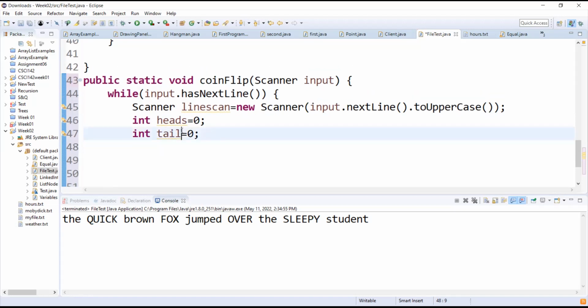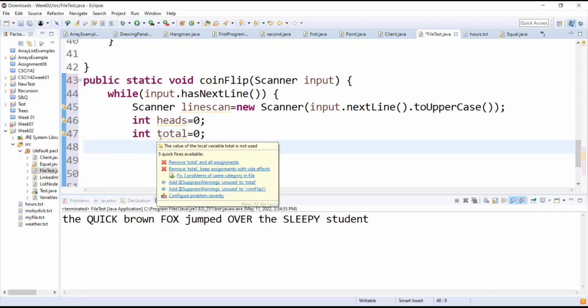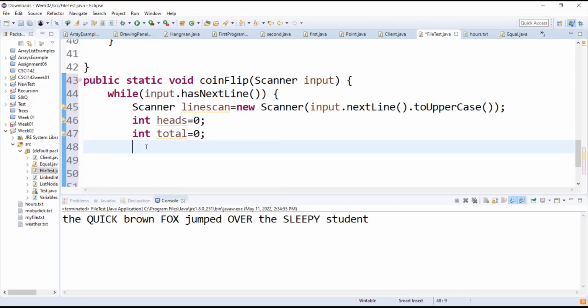You have to do the total. Instead of tails, it's the total: how many heads were there and how many total. We don't need to count the tails because we are not taking the percentage of tails. But if you want the percentage of tails, you can count tails as well.